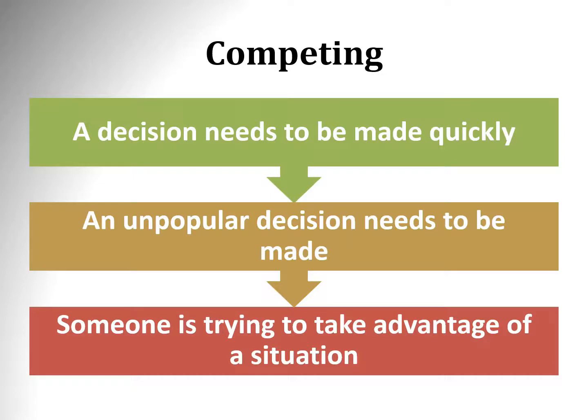Now the second style is competing. With a competitive approach, the person in conflict is taking a firm stand. They're competing with the other party for power, and they typically win unless they're up against someone else who's also competing. This style is often seen as aggressive, and it can often be the cause of other people in the conflict feeling injured or even stepped on.